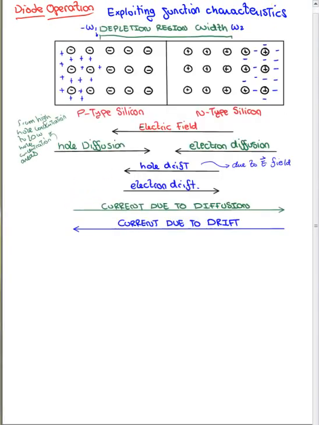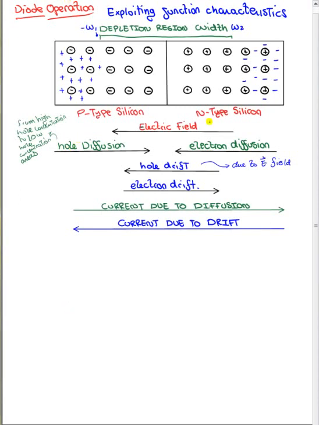Okay, so now we'd like to talk a little bit about diode operation, the diode device. I like to call this section exploiting the junction characteristics that we discussed before. So again, let's draw what we had before with the different currents modeled.